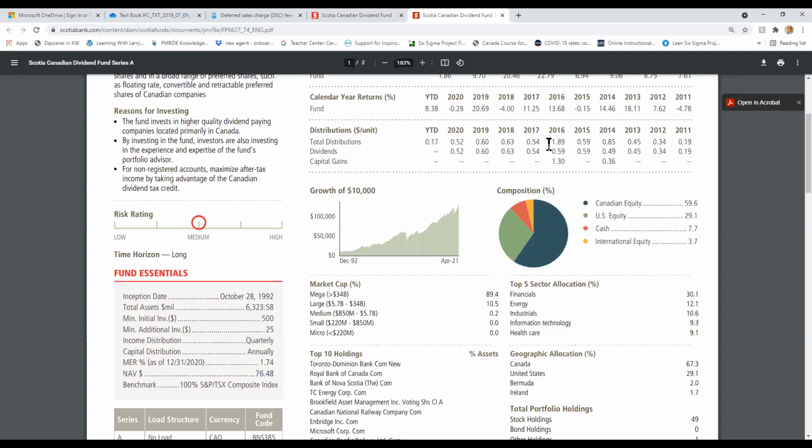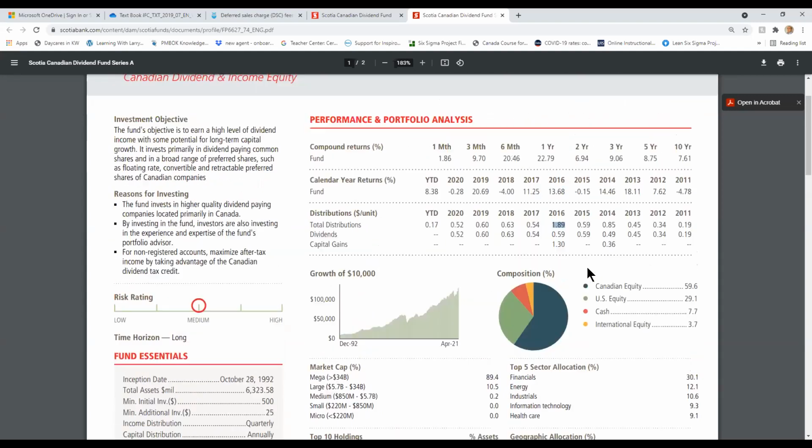In 2016, you got a $189 distribution. How many units can you buy with 189? You could get 2.47. Yeah, that's right. $189 divided by 76.48. Everyone following me? So you can get 2.47 extra units from that distribution. Clear? But you still have to pay taxes on the $189.